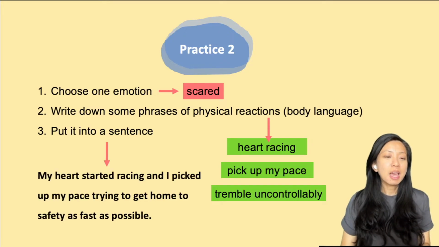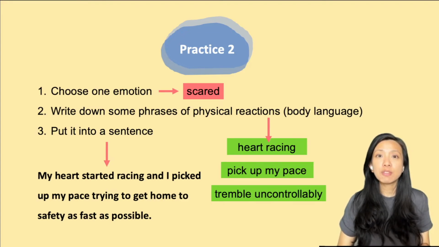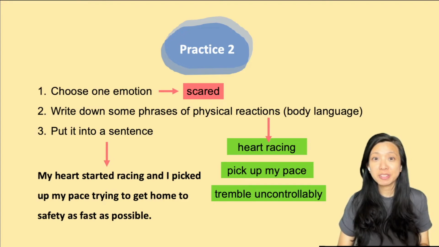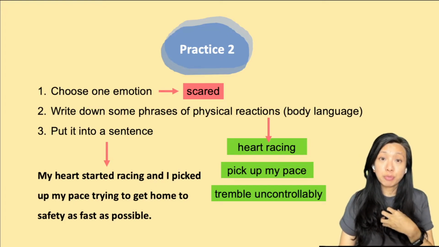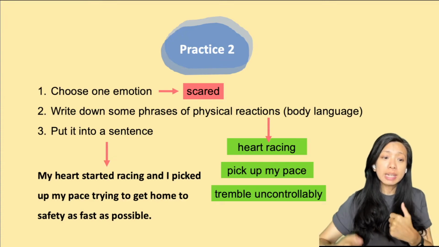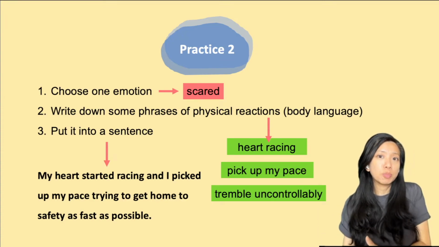So my sentence is, my heart started racing and I picked up my pace trying to get home to safety as fast as possible. So in this sentence, I'm showing the reader that I'm feeling scared because my heart started racing and then I tried to walk a little bit faster because I wanted to get home to safety.